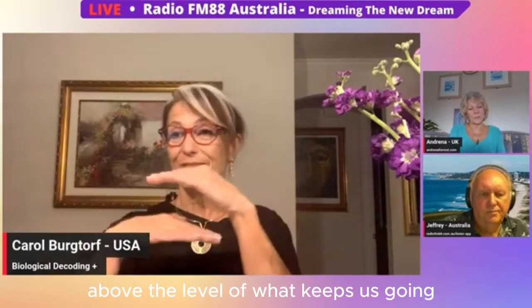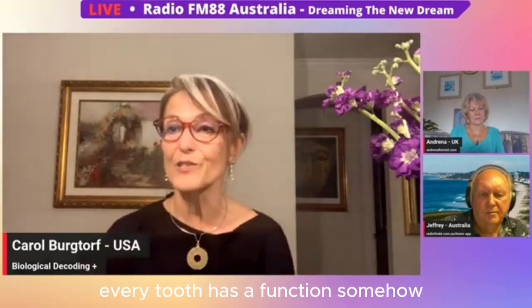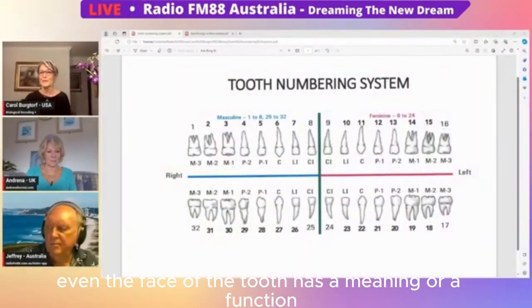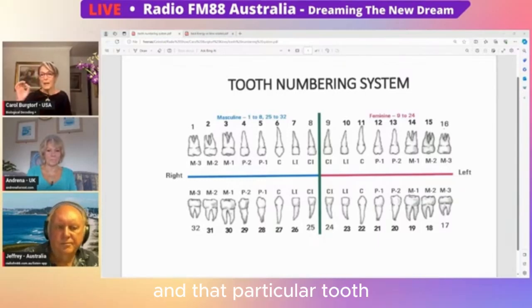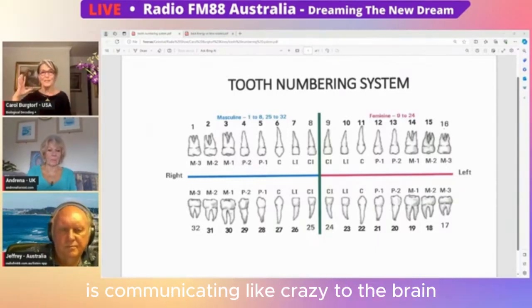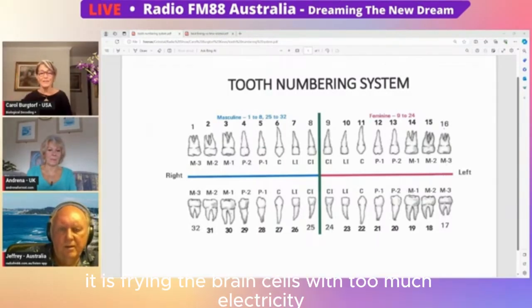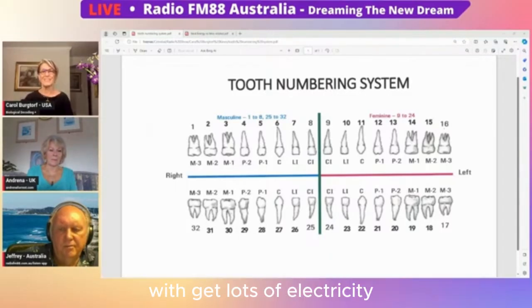So when we have a stressful time, that energy level rises above the level of what keeps us going. Every tooth has a meaning, every tooth has a function. Sometimes even a face of the tooth has a meaning or a function. And that particular tooth is communicating like crazy to the brain, and it's over-accelerated. It is frying the brain cells with too much electricity, with gigawatts of electricity.